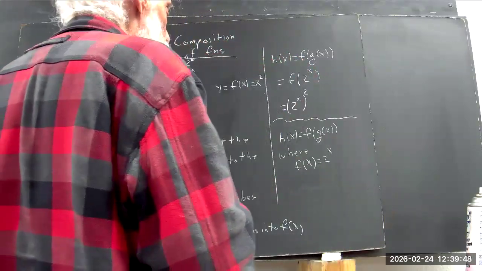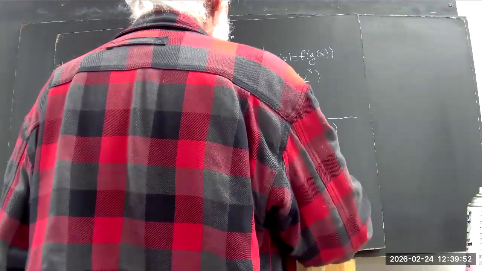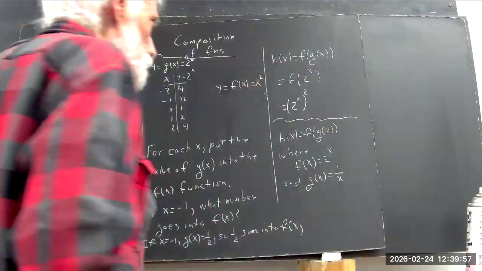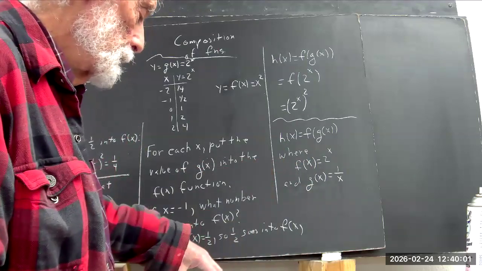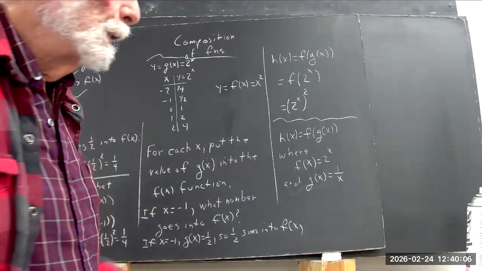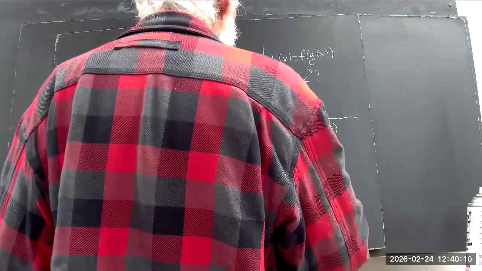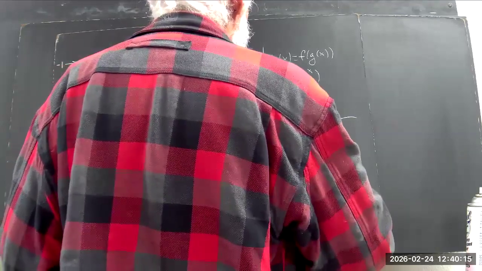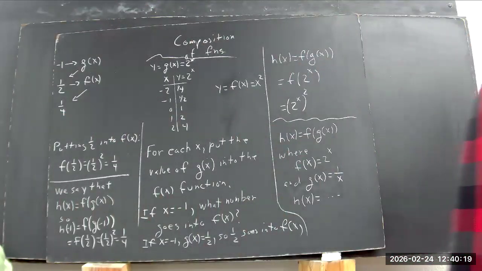Where f of x equals 2 to the x, and g of x equals 1 over x. Just your toolkit exponential function, toolkit reciprocal function, but we're combining them in a new way. See if you can write out what h of x equals. As many steps as you can complete.